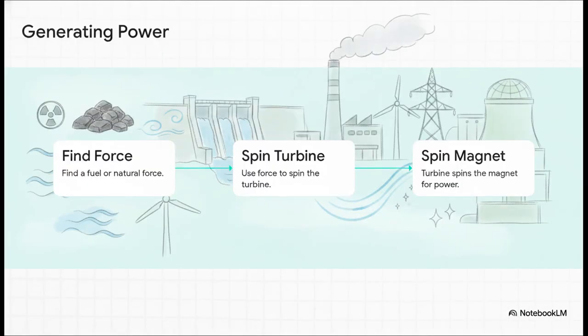Let's break down the mechanics, because it's the exact same repetitive process for all of these power plants. Step 1. Find a fuel or a natural force. Step 2. Use that force to physically spin a giant wheel, which we call a turbine. Step 3. That turbine spins the magnet, and boom, you have electricity. The only thing that changes between a hydro dam, a wind farm, a coal plant, or a nuclear plant is simply what does the pushing.